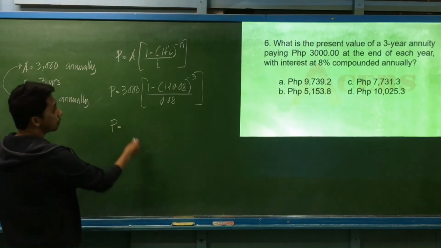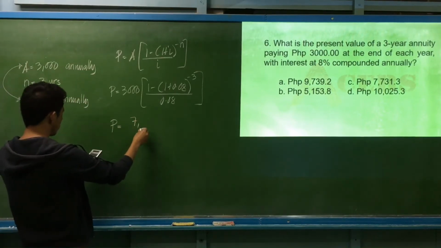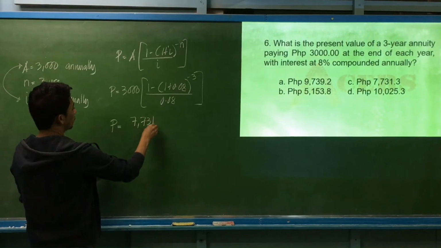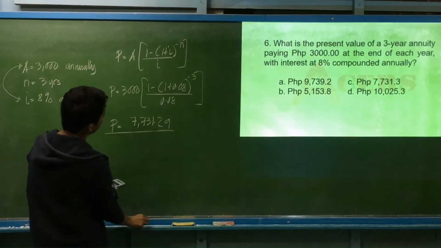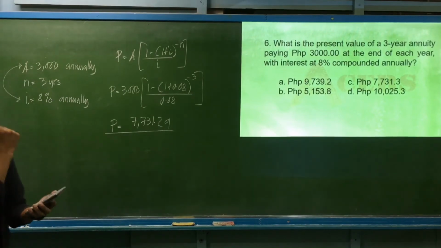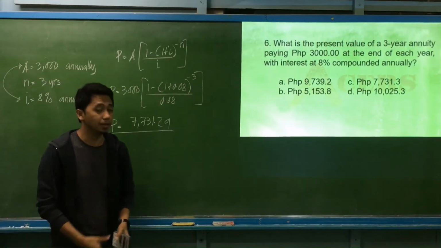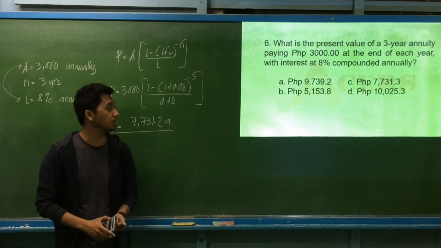So we have a present amount equal to 7,731.29. So on our choices, we have letter C, that is 7,731.3.